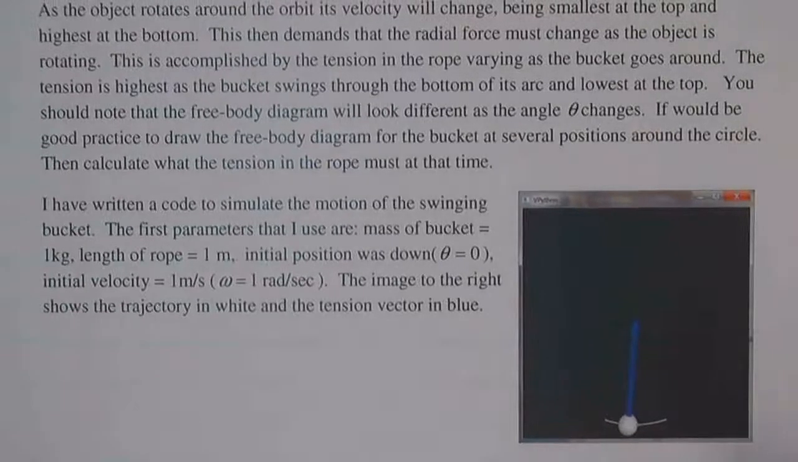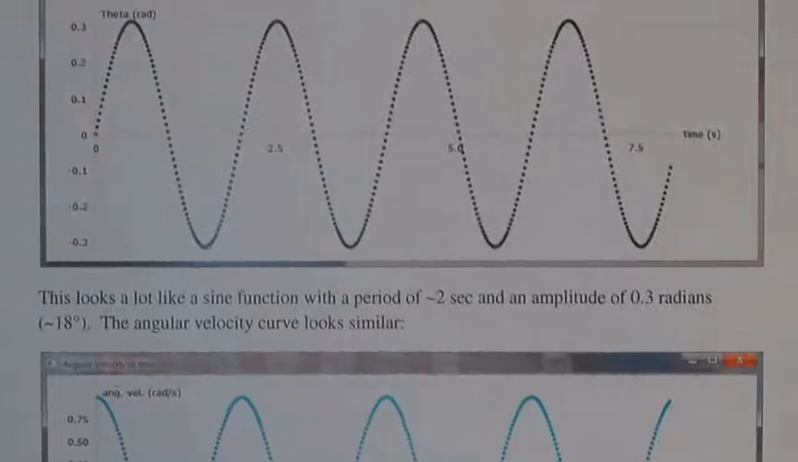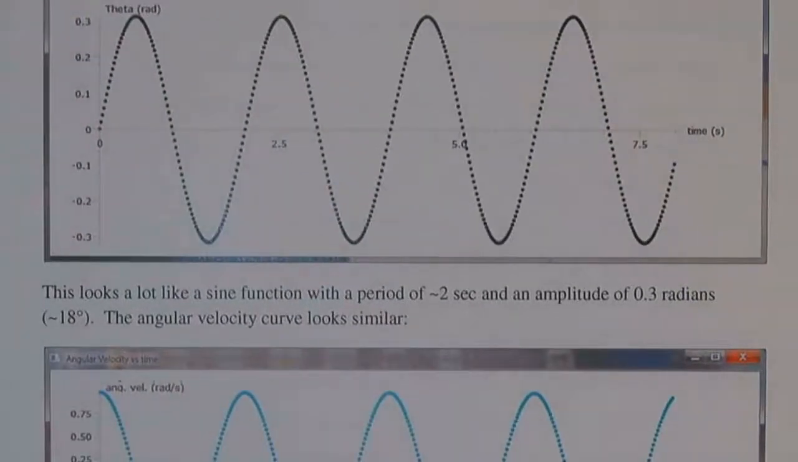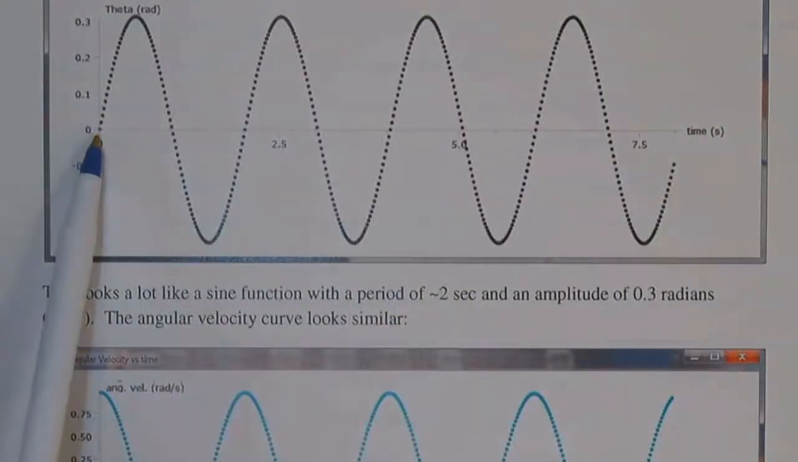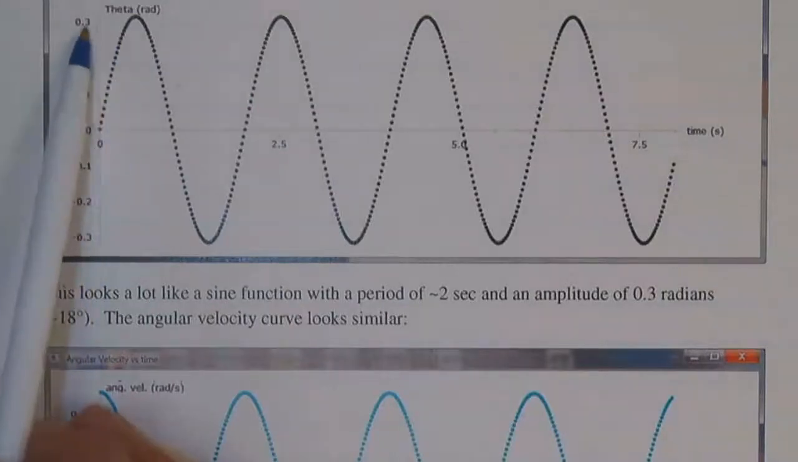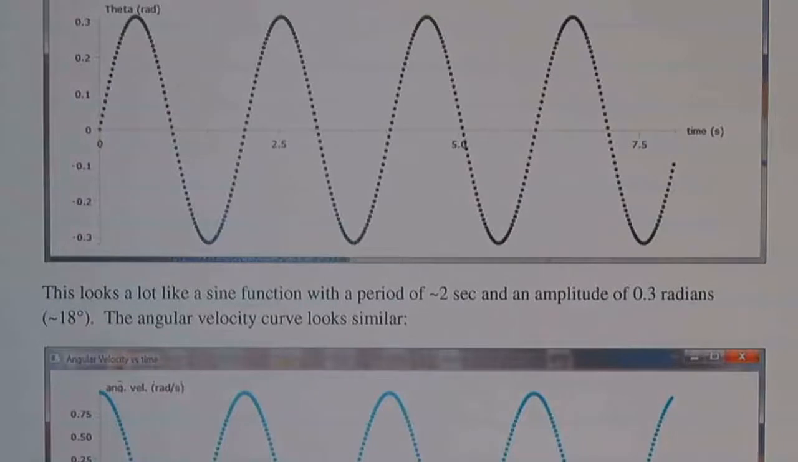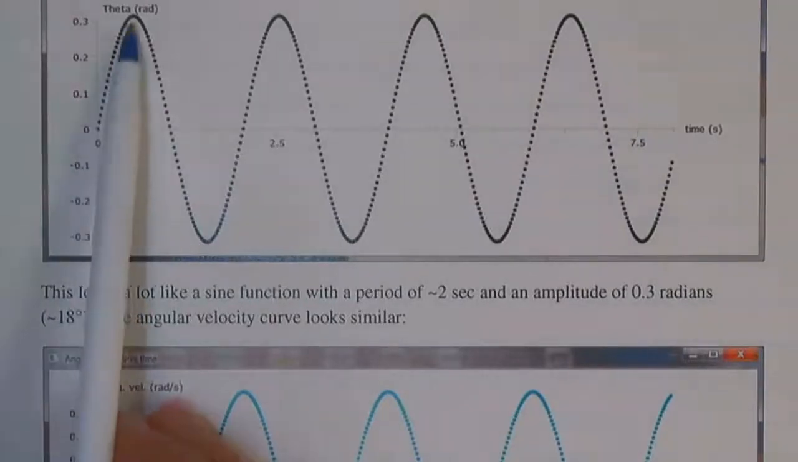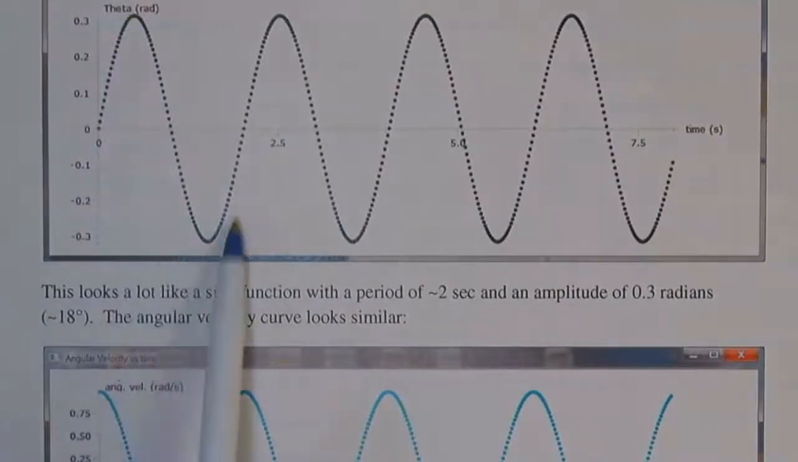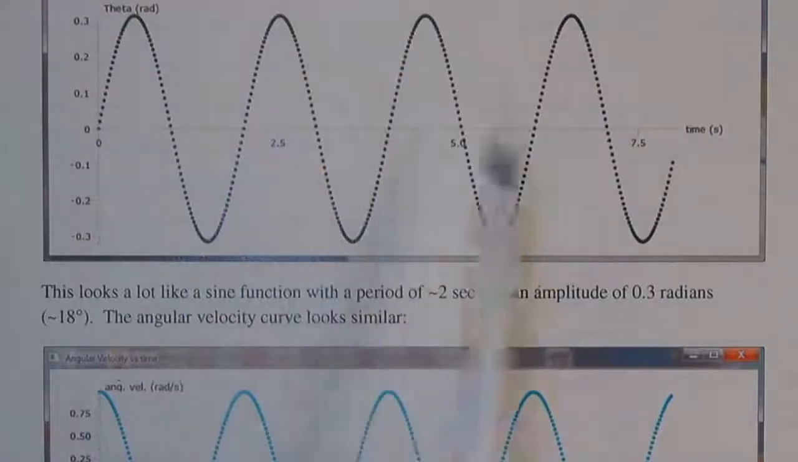So I've graphed those three quantities here. So here's the angular velocity as a function of time. So we have theta versus time. And what we see is we started it off at the bottom where the angle was equal to 0. And it goes up to about 0.3 radians, or somewhere about 18 degrees. And then it just has what looks to be a very sinusoidal swing back and forth, like a pendulum.